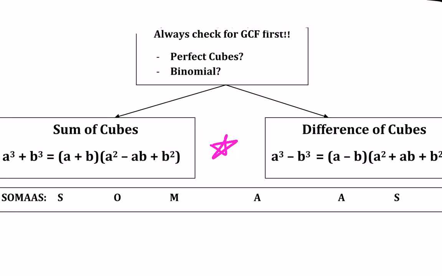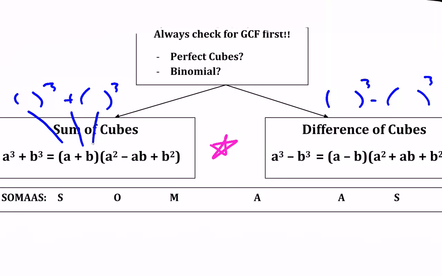But what I do is I use something called SOMOS, which is a mnemonic device to help me remember what's going on. So like with difference of squares, we're going to have a structure, and it's either something cubed plus something cubed or something cubed minus something cubed. So the first thing is I'm going to write my binomial that comes from that. So that would be whatever's being cubed, your sign, and then the second thing being cubed.